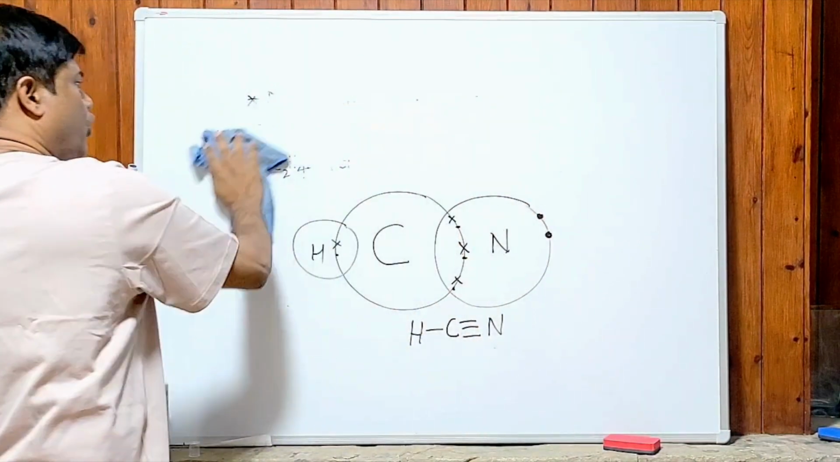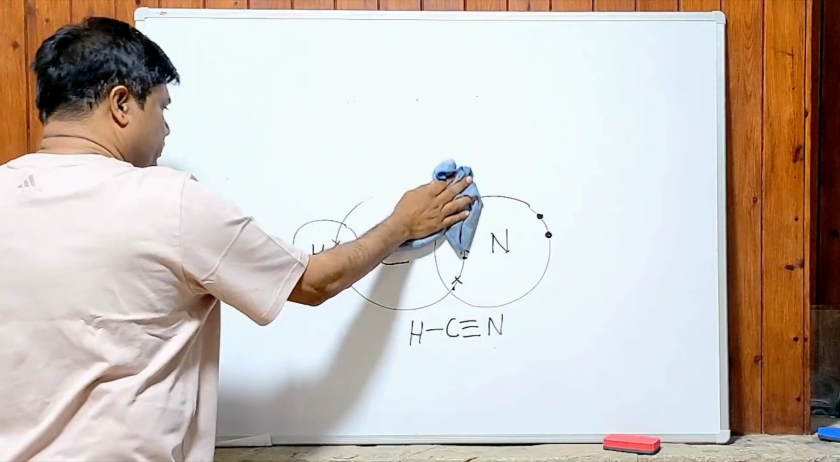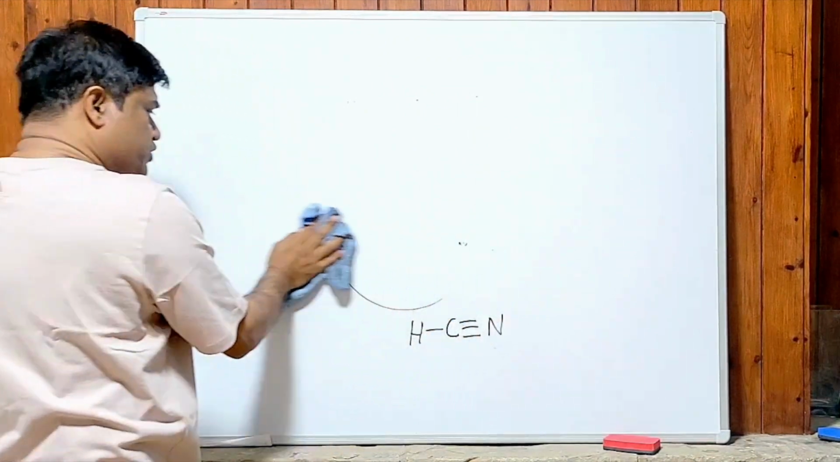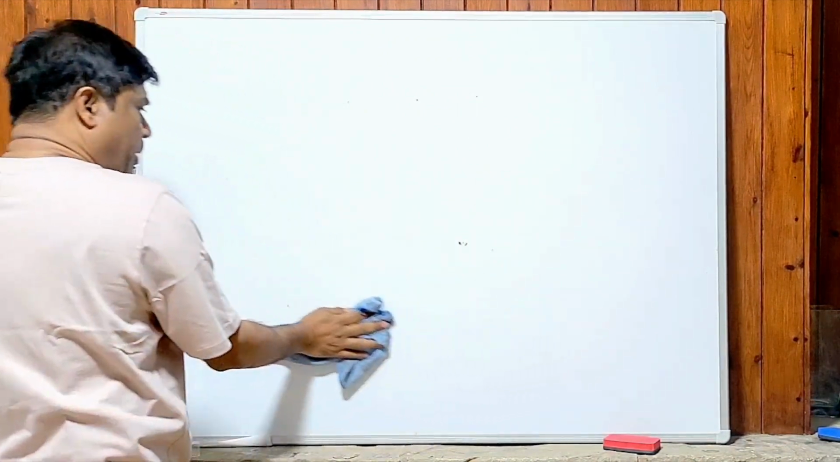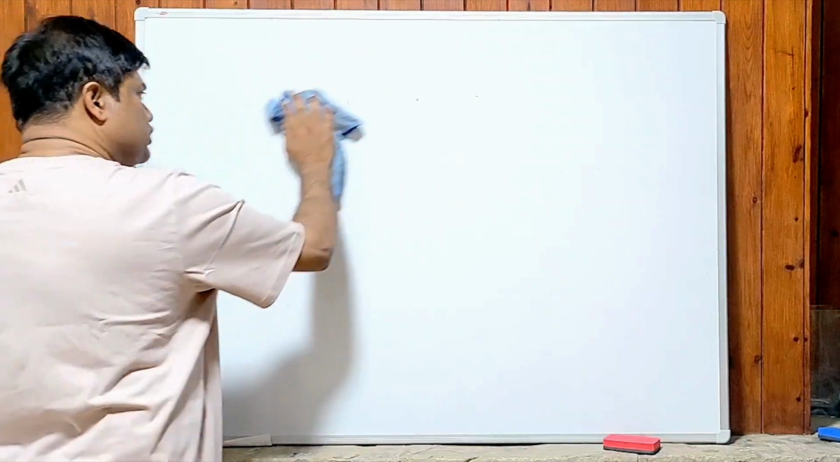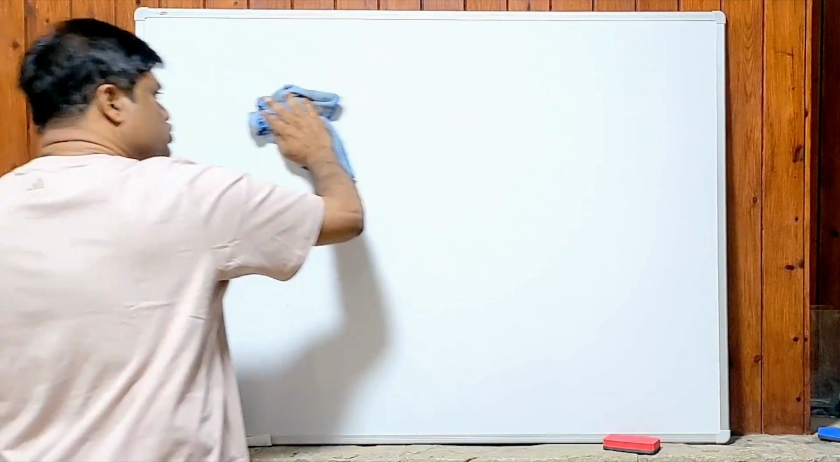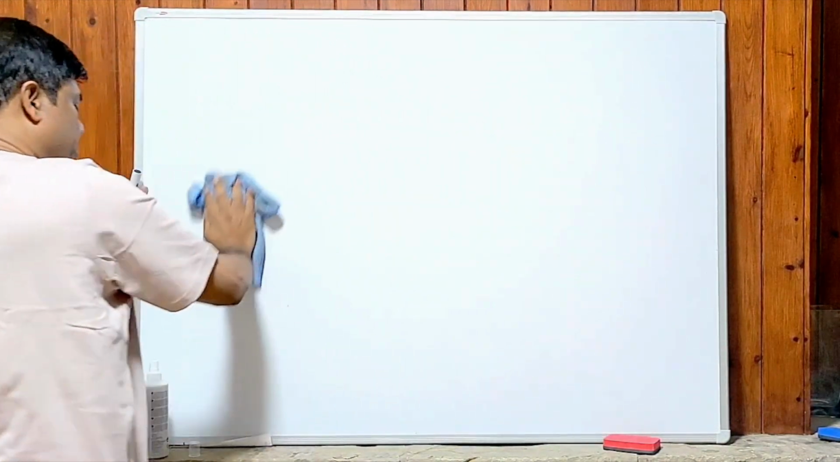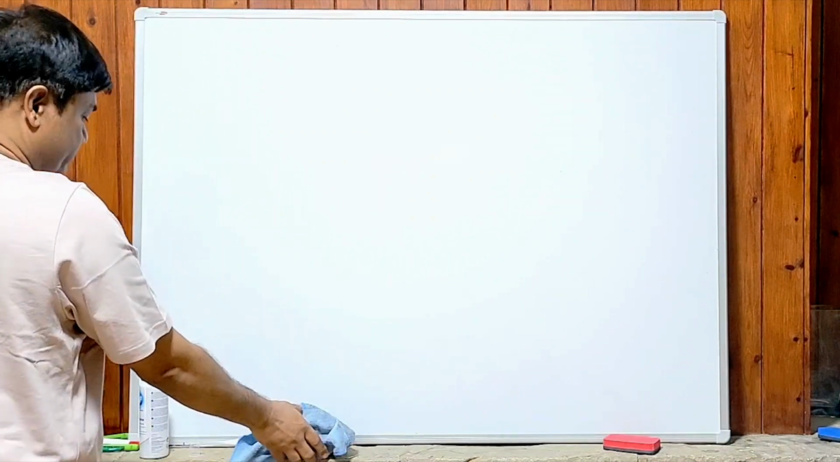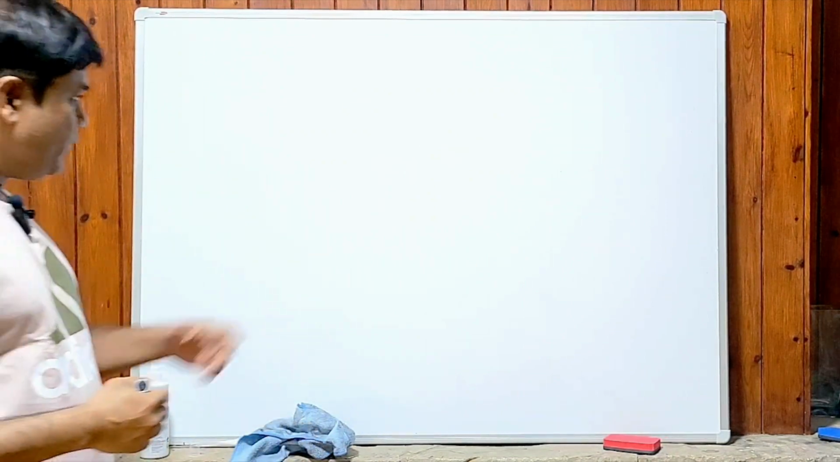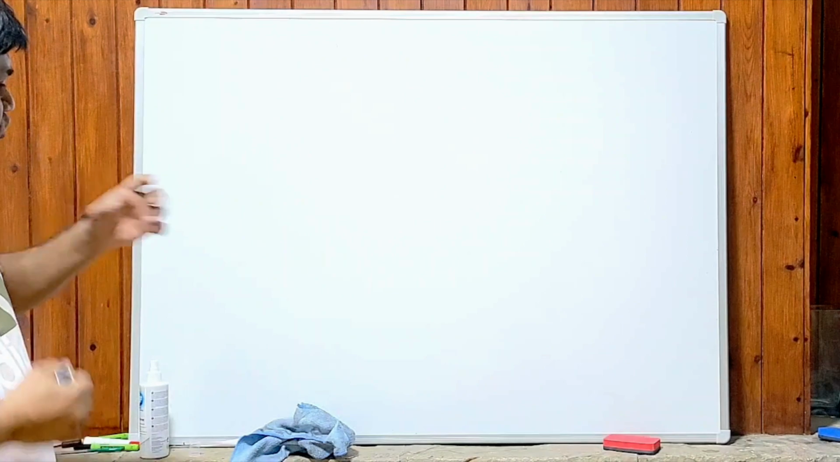Properties of covalent compounds. Since a covalent bond is formed by sharing a pair of electrons, it is not a strong bond. It is a weak bond compared to an ionic bond. The force of attraction is very weak.